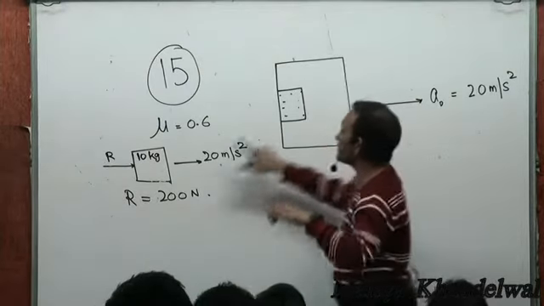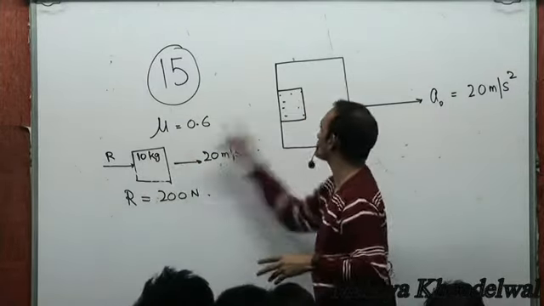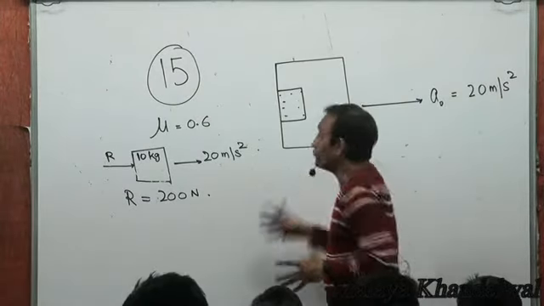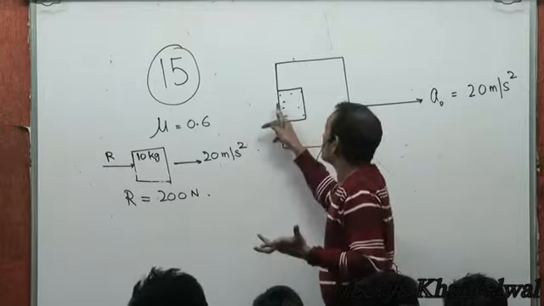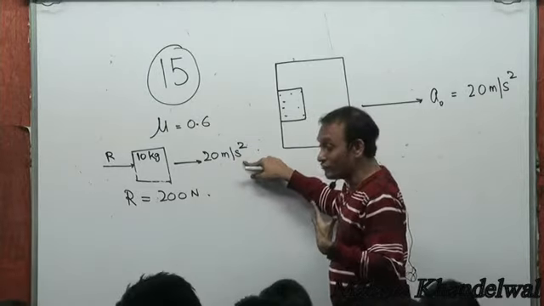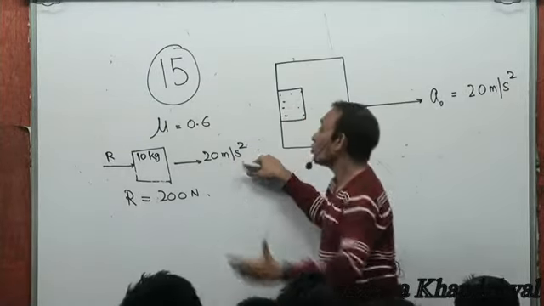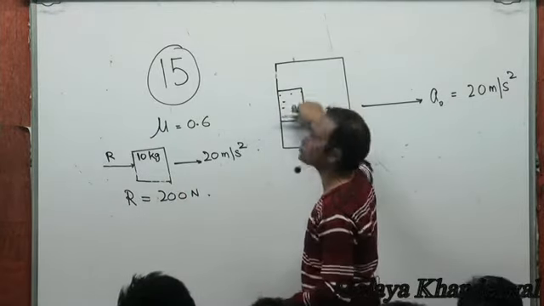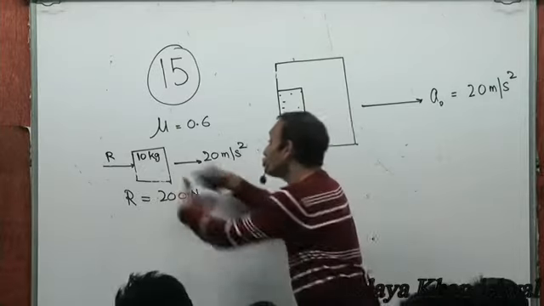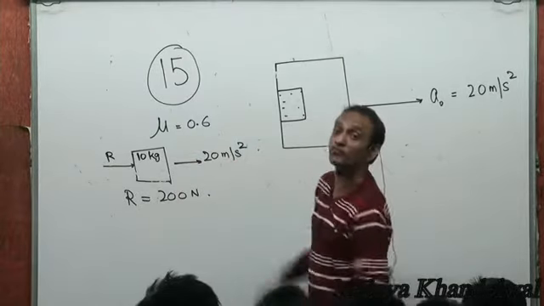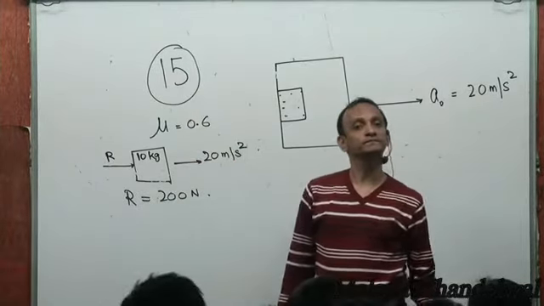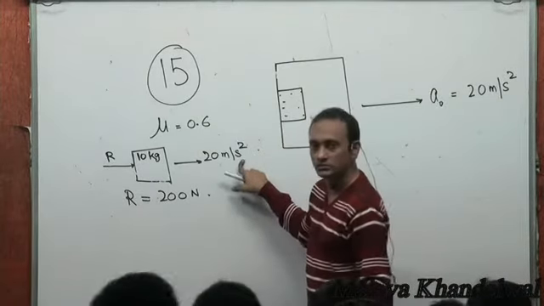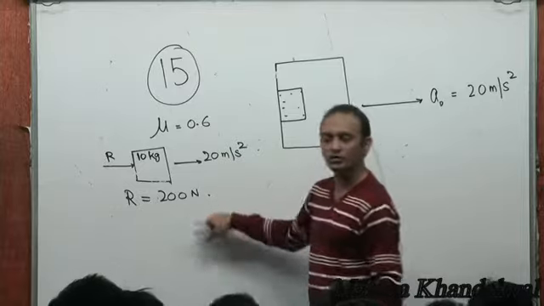So if I draw the free body diagram of this 10 kg block, it must have an acceleration of 20 meters per second squared to the right. Where will it get that from? It would be an effect of the normal reaction that the wall exerts on the block in the rightward direction to give it an acceleration of 20 meters per second squared. So R must be mass times acceleration, which is 200 newtons.